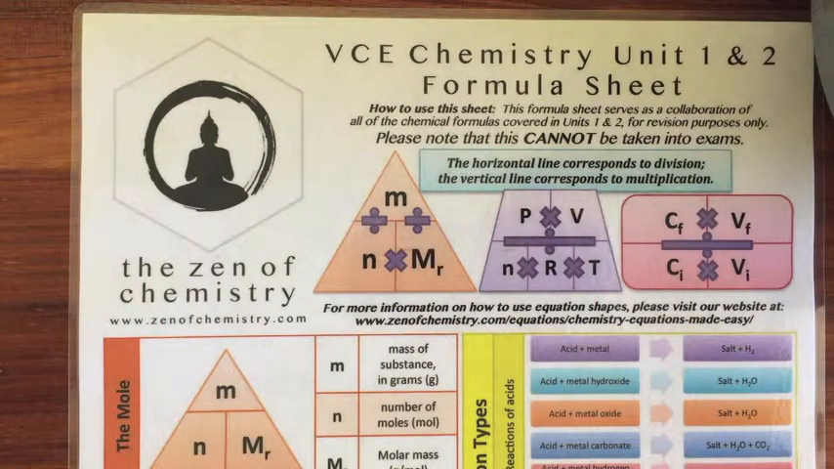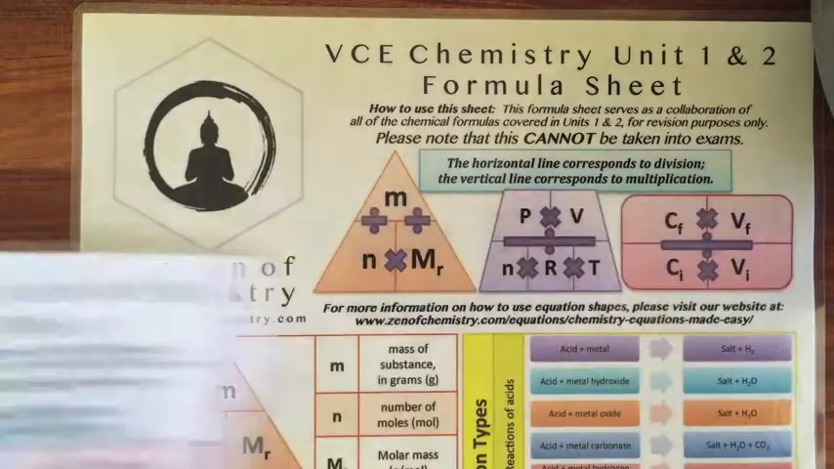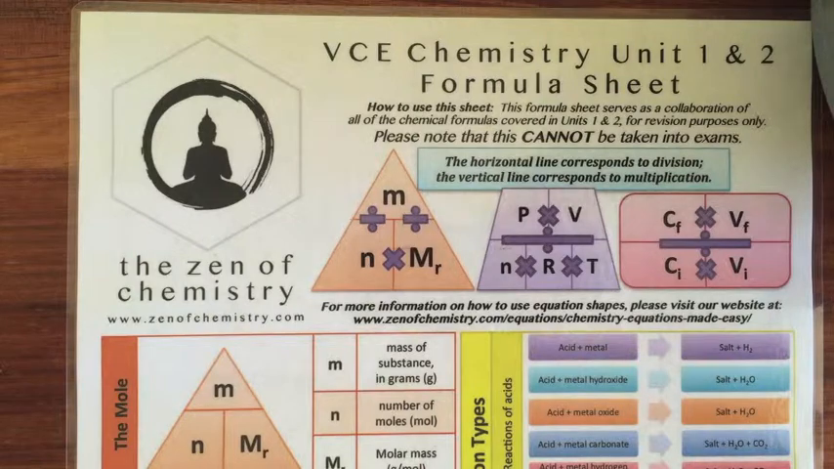A little tour around through our formula sheets. We've got a VCE Chemistry Unit 1 and 2 formula sheet, and we've also got a 3 and 4 formula sheet. So I'll just show you through the Unit 1 and 2 one first. It's got some information at the top here about how to use equation triangles and our equation shapes. You can just go to our website and find that.